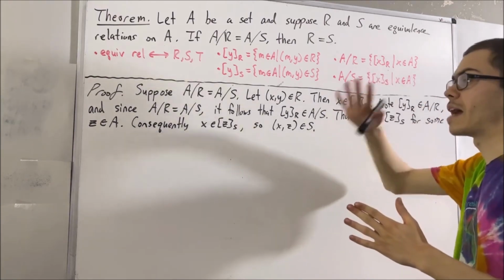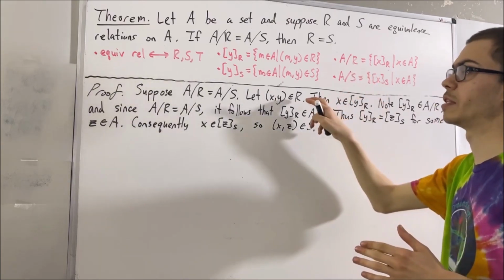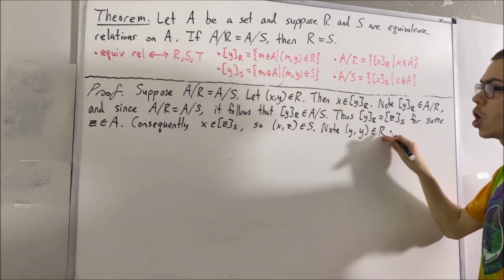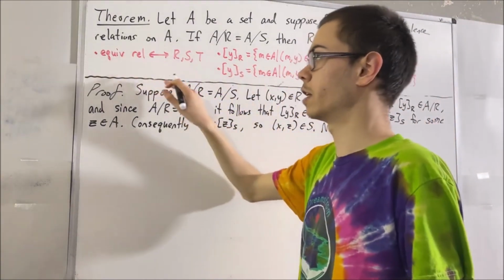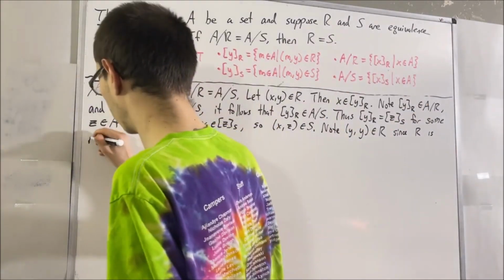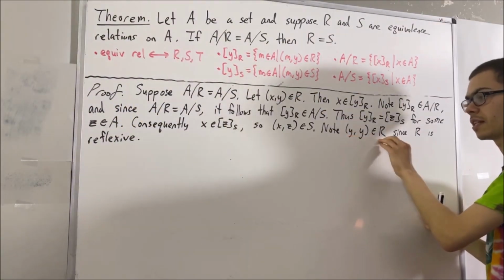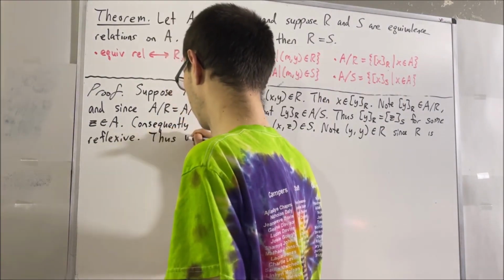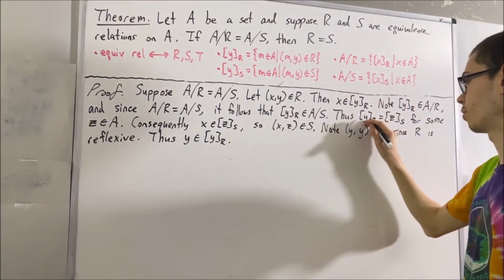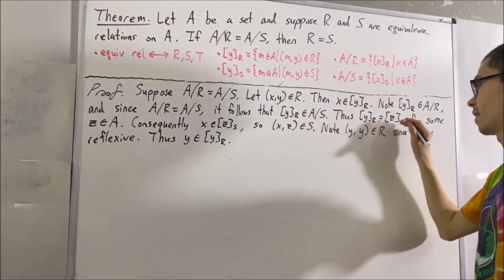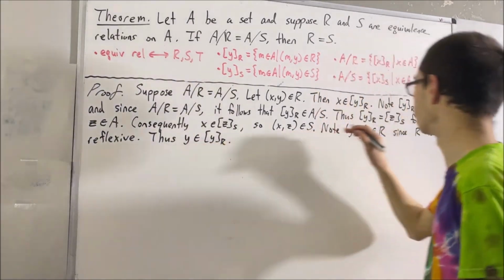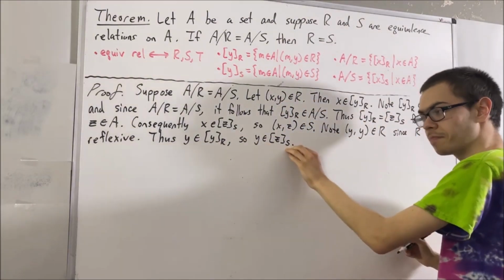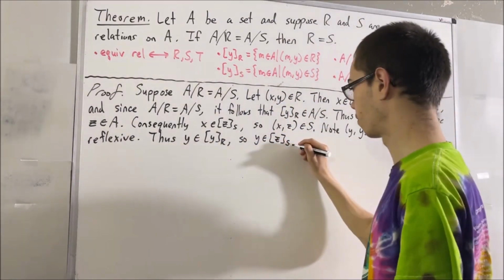First, note that y comma y is an element of R. Why? Because R is an equivalence relation, so R is reflexive. And what this means is that y is an element of the equivalence class of y with respect to R. And since the equivalence class of y with respect to R is equal to the equivalence class of z with respect to S, it follows that y is an element of the equivalence class of z with respect to S. And what does this mean? It means that y comma z is an element of S.